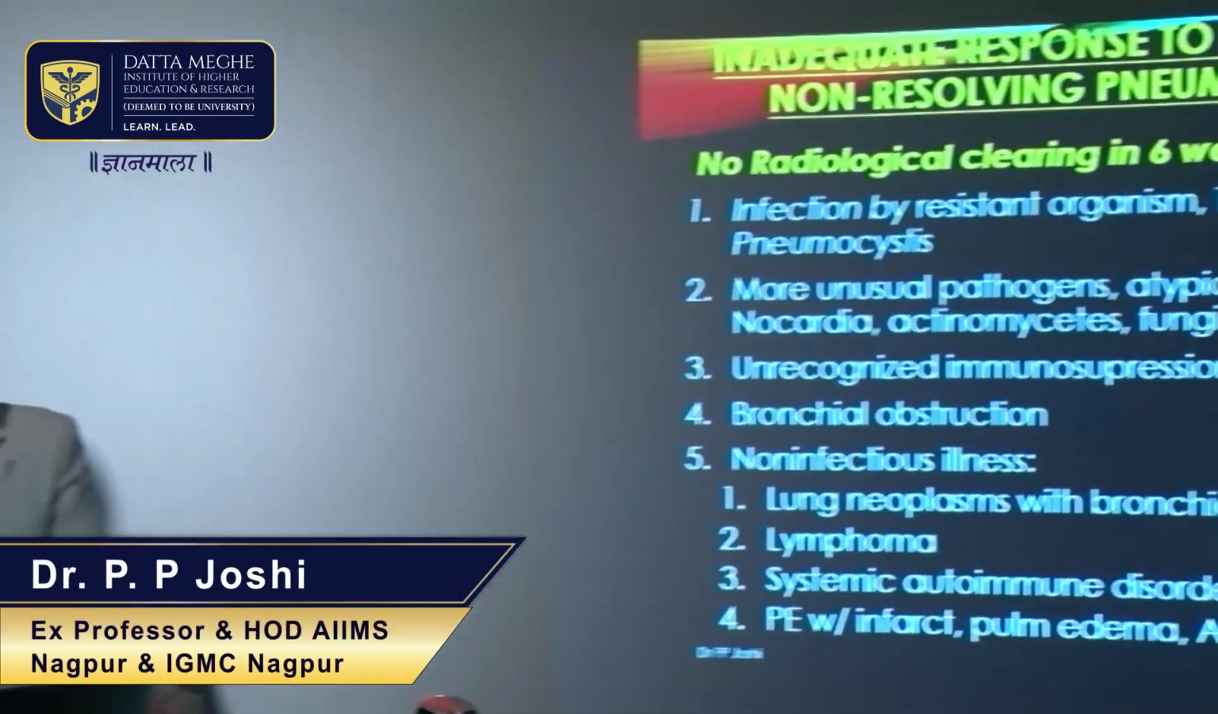This could be because the infection is caused by resistant organisms, or we are dealing with some other organism like tuberculosis, or patients have fungus or pneumocystis carinii. More unusual pathogens like atypical mycobacteria, nocardia, actinomycetes, fungi may be responsible for pneumonia, or there could be unrecognized immunosuppression which has to be searched, or there could be a bronchial obstruction which is preventing secretions from being drained, and non-infectious causes like lung neoplasm, lymphomas and other things have to be ruled out.